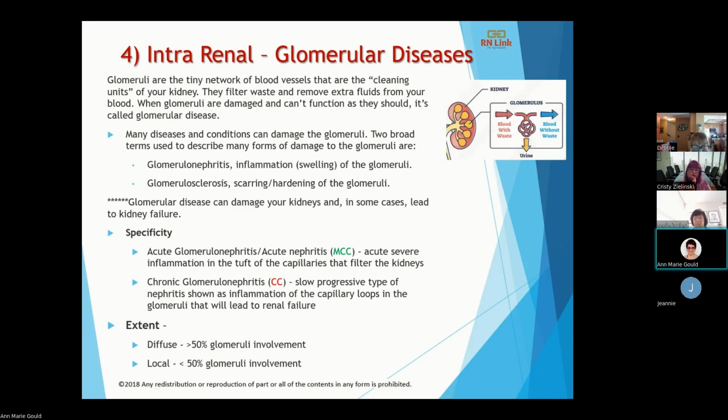Extent, how is it, diffuse or local? Is it greater than 50% of the glomeruli involvement, or is it less than 50%? So it's localized within the kidney itself.